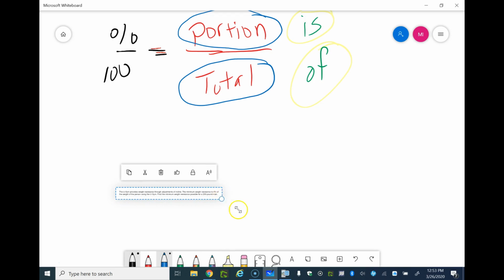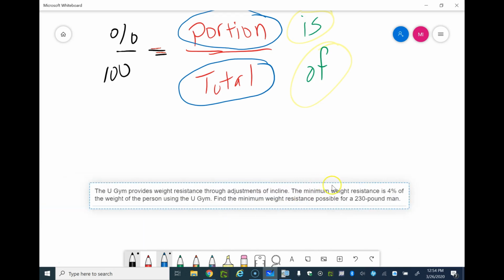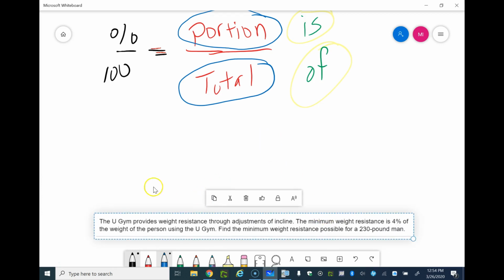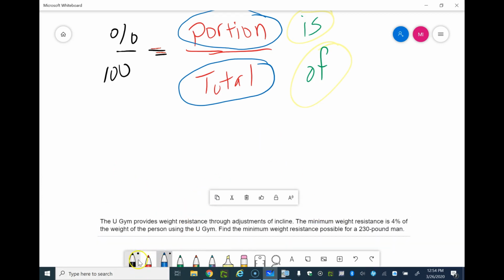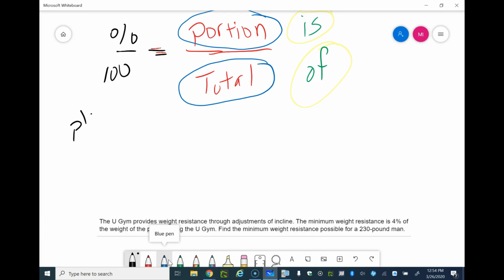See if I can make this a tad bit bigger. There we go. Okay. So we're going to write over here plan A, and then over here I'm going to put plan B.